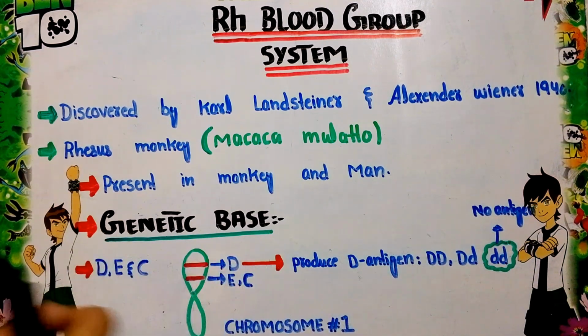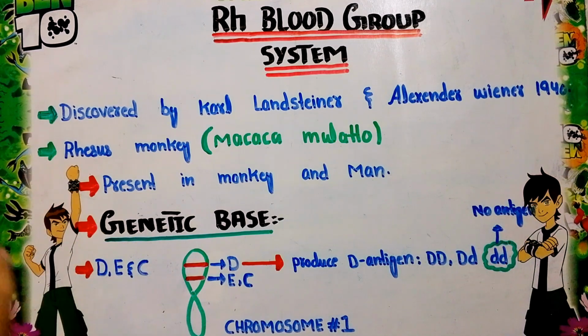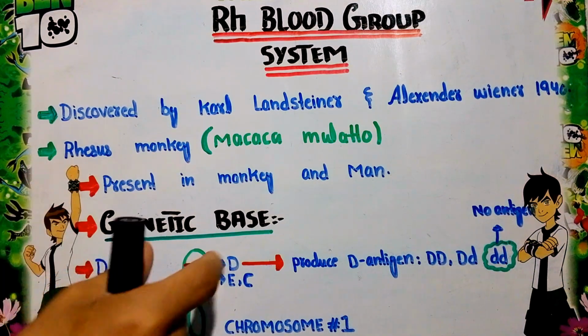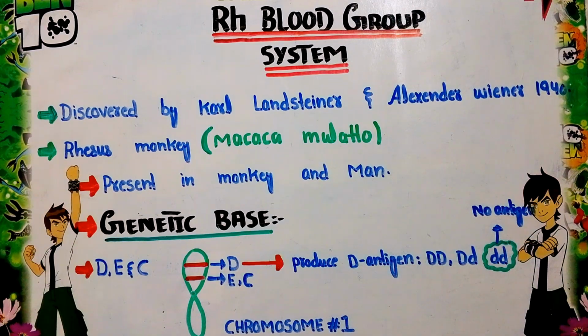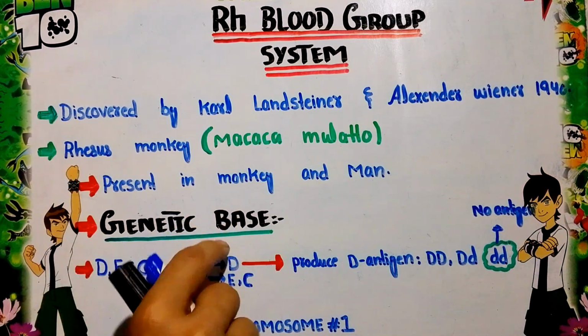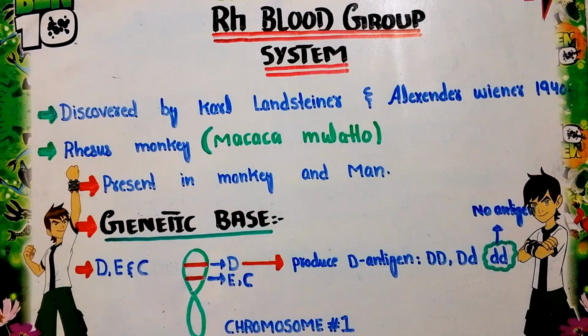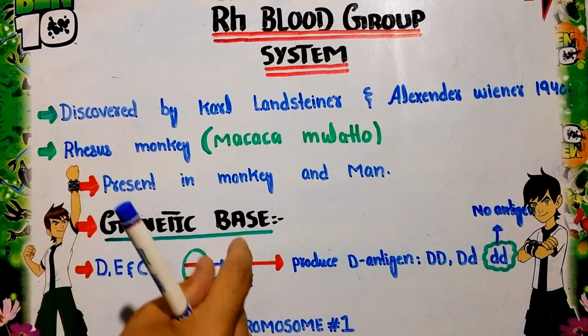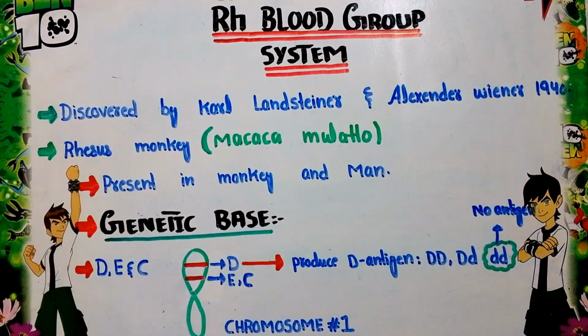On chromosome number 1, these 3 genes occupy 2 loci. You can see here that the 2 genes E and C occupy 1 locus, while D singly occupies the other locus. These 2 genes, E and C, cancel the effect of each other. Only the D locus matters. This gene is responsible for the formation of the antigen. The D gene produces the D antigen. The D antigen is responsible for Rh positive and Rh negative. You can simply say that this gene is responsible for the production of the antigen.